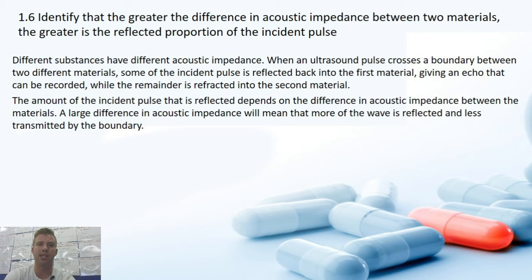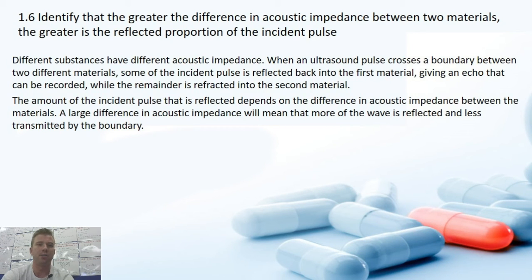But for 1.6, we need to just give understanding around how acoustic impedance works and how it's reflected in its incident pulse. So different substances have a different acoustic impedance, which we've learned in our previous dot points with the tables. When an ultrasound pulse crosses our boundary between two different materials, some of that incident pulse is reflected back into the first material, giving an echo that can be recorded, while the remainder is refracted into the second material, and I just mentioned that at the start of the video.